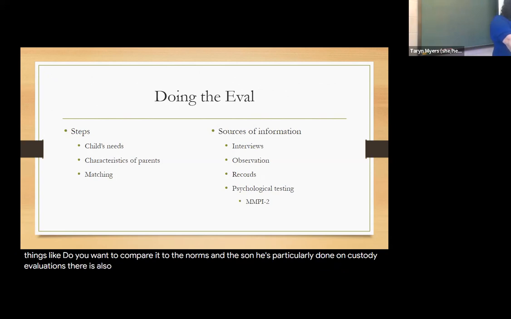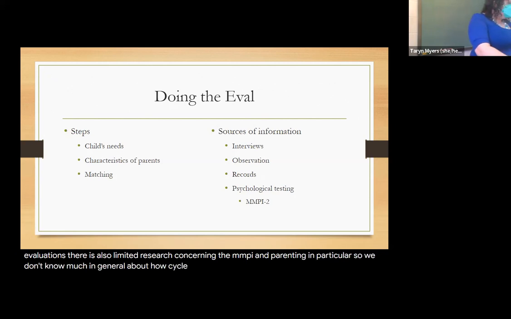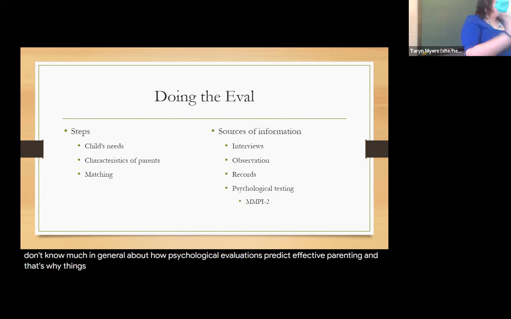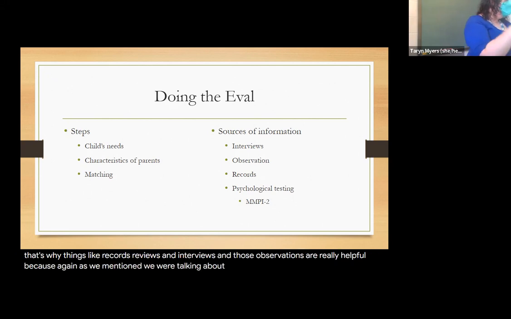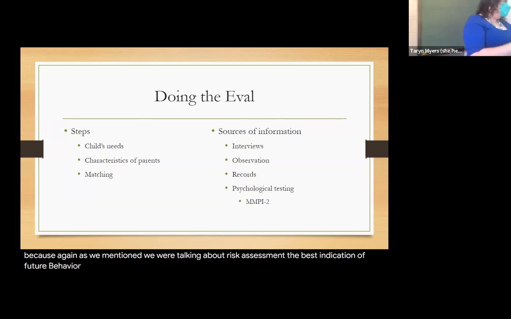There is also limited research concerning the MMPI and parenting in particular. So we don't know much in general about how psychological evaluations predict effective parenting. And that's why things like records reviews and interviews and those observations are really helpful because, again, as we mentioned, we were talking about risk assessment. The best indication of future behavior is past behavior.